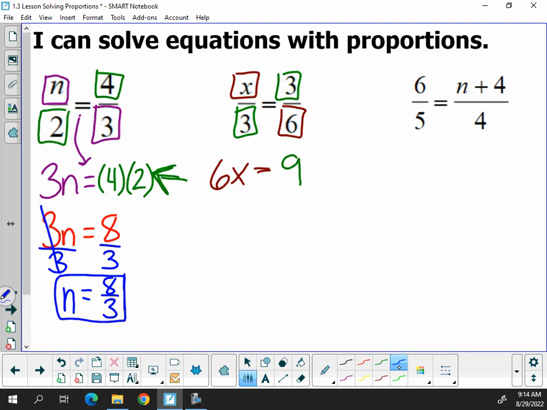To get rid of this 6, we're going to divide both sides by 6. That gives us 1. We don't write it. We just write x. And then 9 divided by 6 is going to give us a decimal. Again, we can leave it as 9 divided by 6, which we should simplify. And I'll show you how to do that on Desmos.